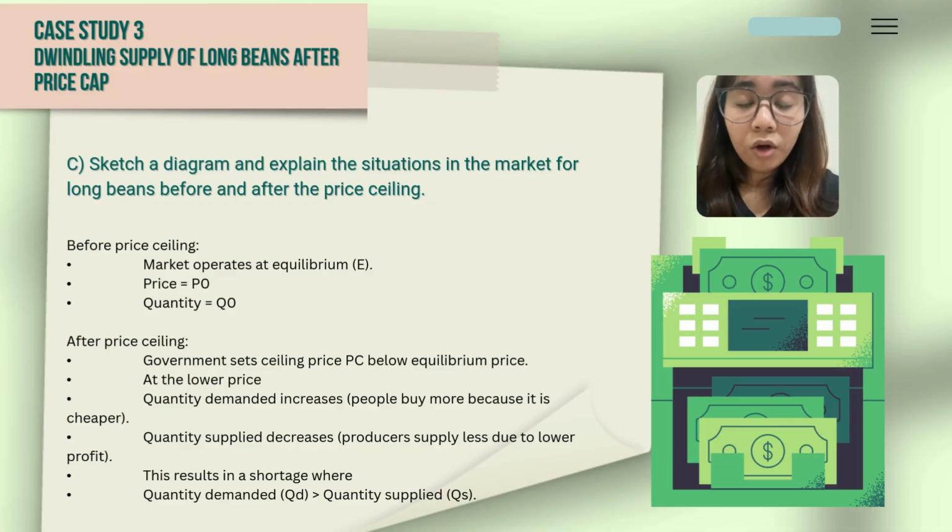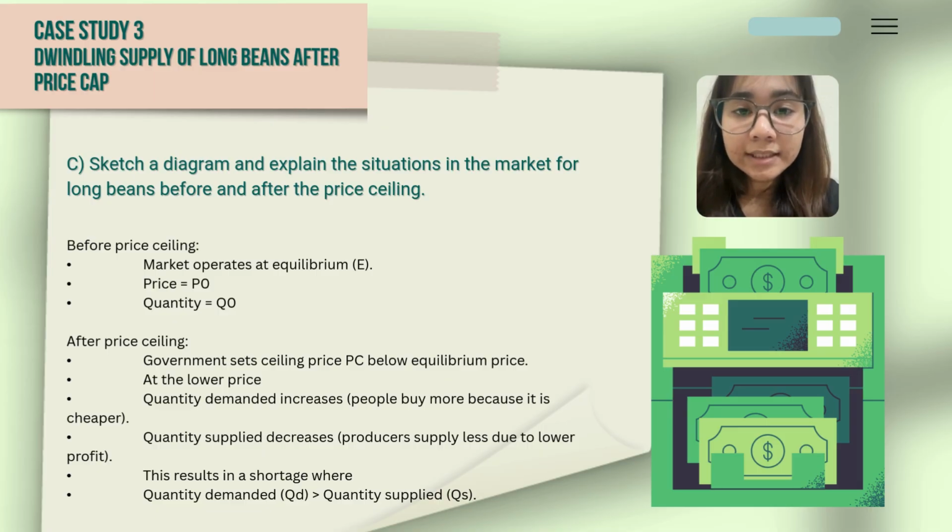What happened in the long bean market when the government imposed a ceiling price of RM6.50 per kilogram? Before the price ceiling, the market operates at equilibrium at E, where the supply curve S0 intersects the demand curve D0. The equilibrium price is P0 and the equilibrium quantity is Q0, meaning the quantity demanded equals the quantity supplied.